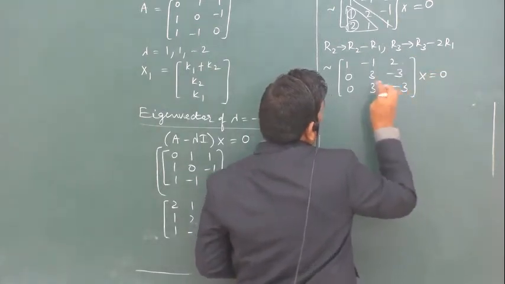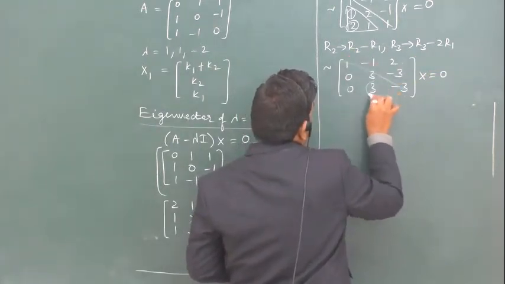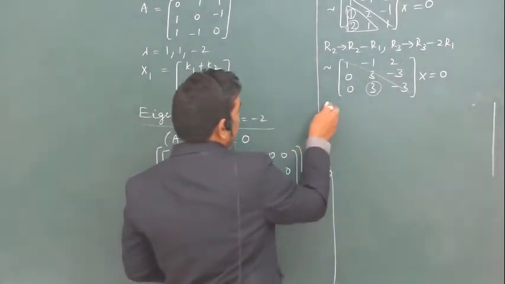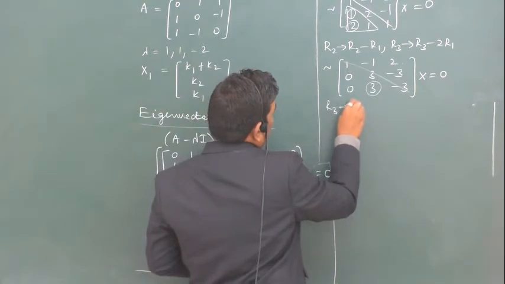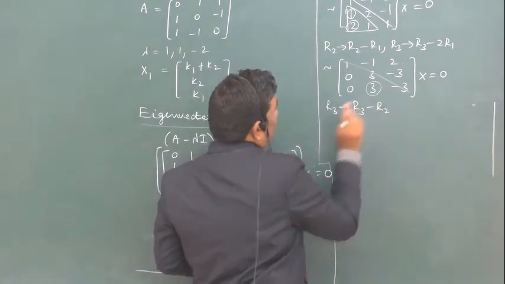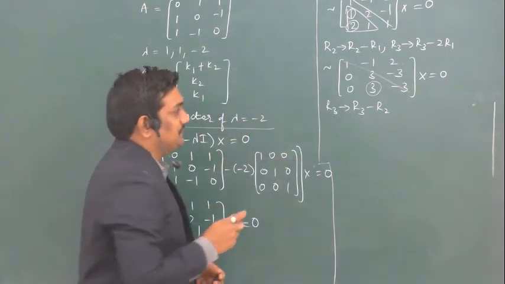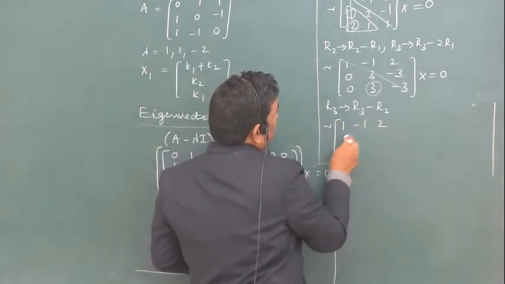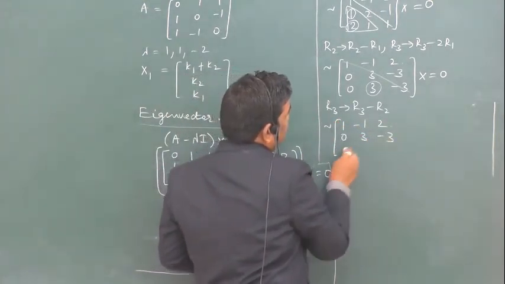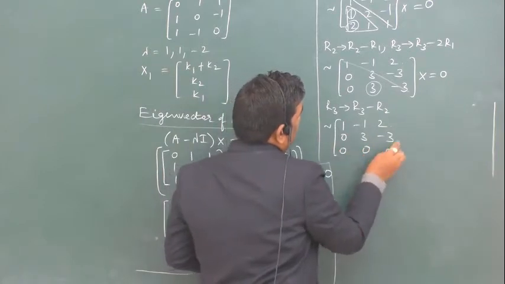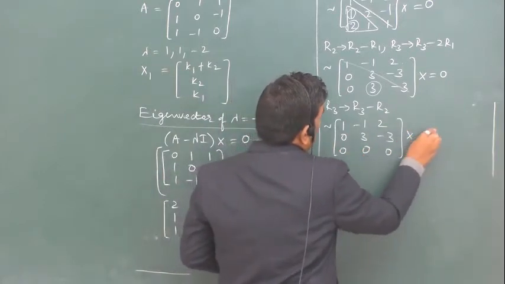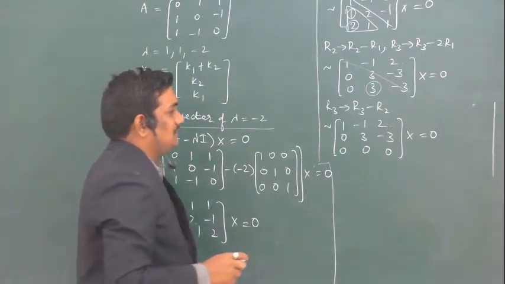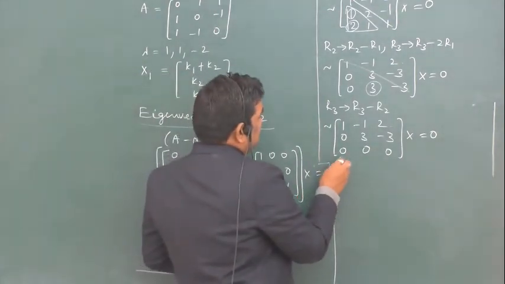times X equals 0. This is the principal diagonal, and you still need to make the 3 below it zero. The operation is R3 to R3 minus R2. Making use of the diagonal elements, it will be [1 -1 2; 0 3 -3; 0 0 0] times X equals 0. So it is reduced to echelon form. Now apply back substitution.